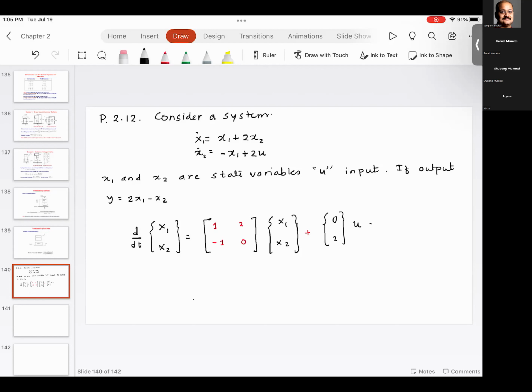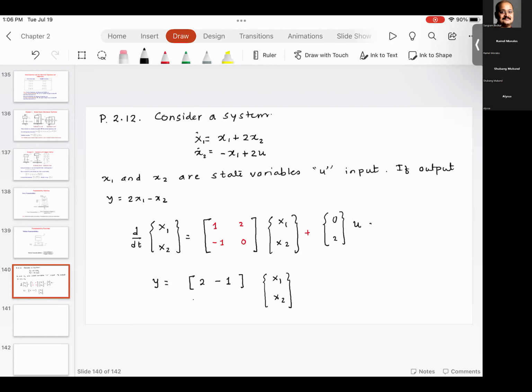Now the next question is, how do we write the output state variable? So output is going to be y is equal to x1, x2, and this is going to be 2, minus 1. So once we do that, we have the system written in state space form.